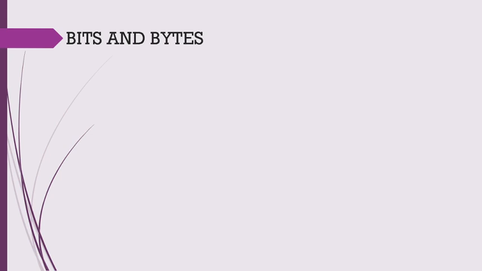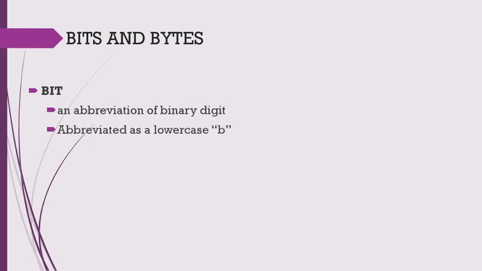So right now, I need to discuss the bits and the bytes. I know that I already discussed this in our previous videos, but I need to emphasize the definition of bits and also the bytes. So let's start with bit. It is an abbreviation of binary digit, okay? And it's abbreviated as a lowercase b. So it should be a small letter b.